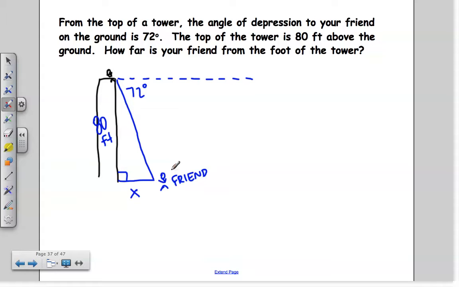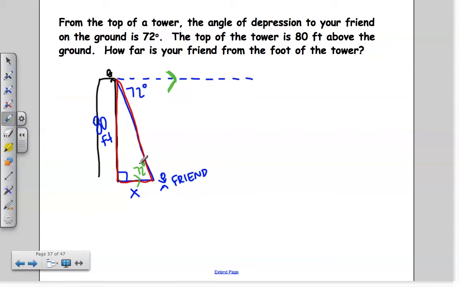Now, there are a few things you can do to actually get an angle in this triangle, because if you really think about it, the triangle doesn't have any known angles. That 72 degrees is kind of outside of the triangle, right? It's the angle of depression. But here's something you know. If you were looking straight ahead, and we assume that that would be parallel to the ground. So now you have alternate interior angles if you want. So 72 degrees would also be the angle of elevation that your friend would look up to you.